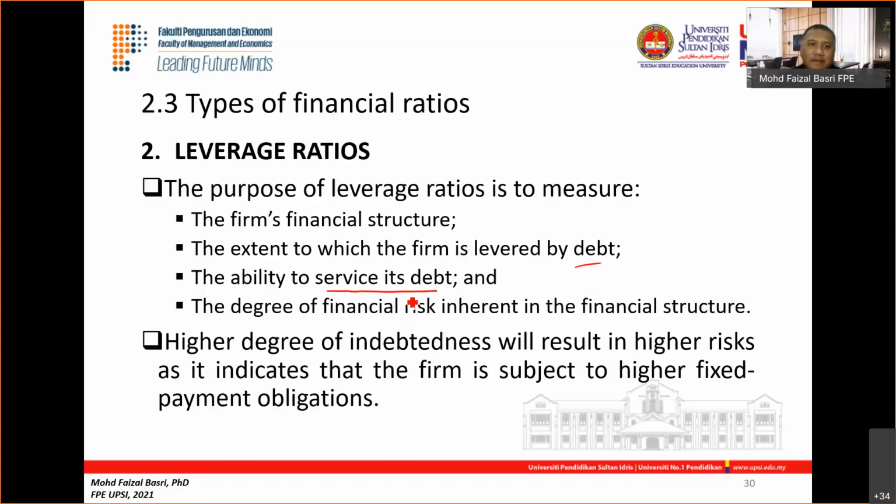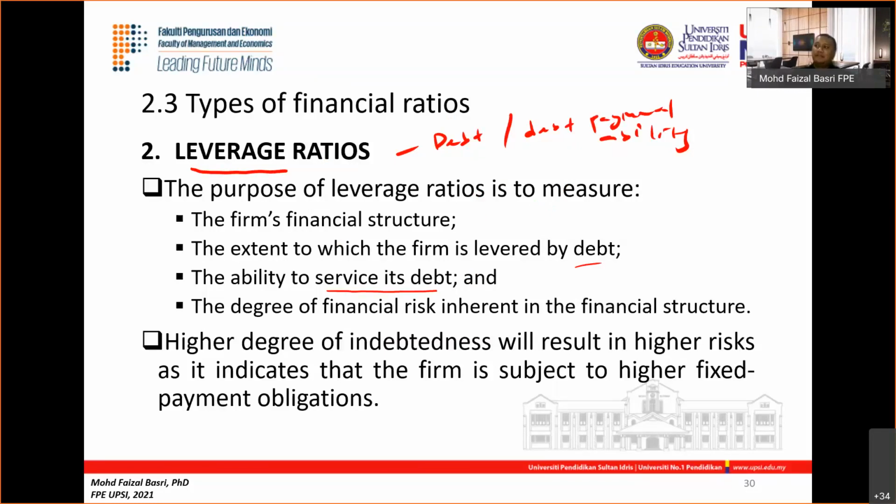So everything here, when we talk about leverage ratio, it's all about the debt and also the debt payment ability. Okay, the debt level, we want to see how the company is involved with debt. And on top of that, whether this company has the ability to pay debt or not. So this ratio is very important for investors from outside. They want to know this before they invest. Okay, how dependent is this company on debt.